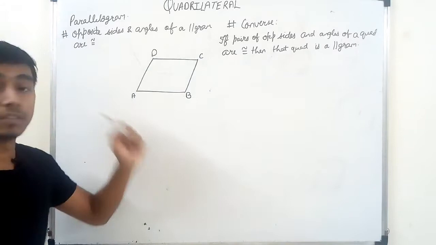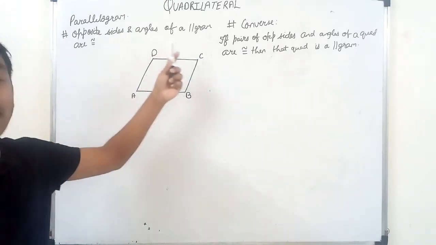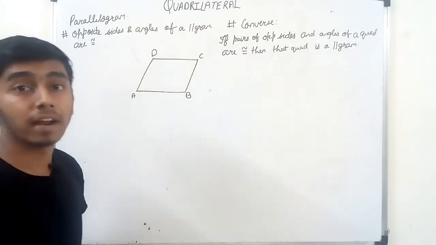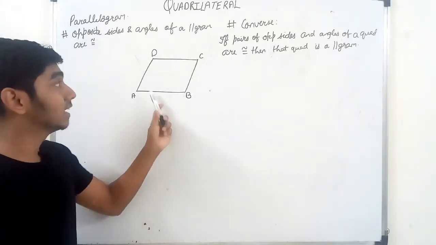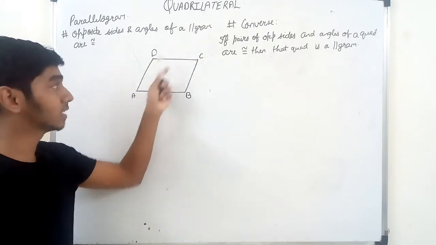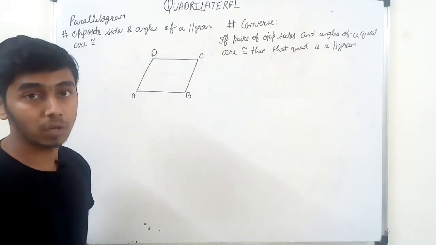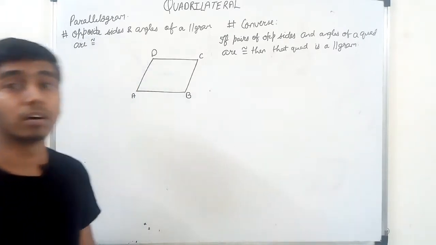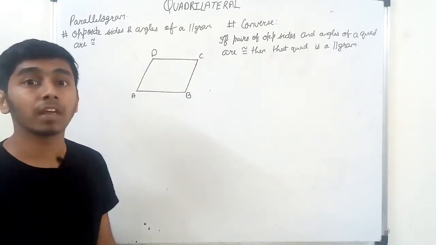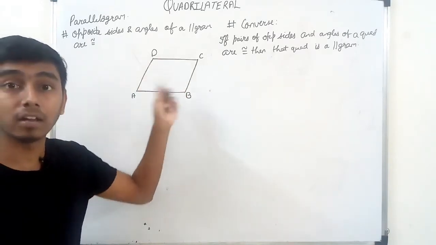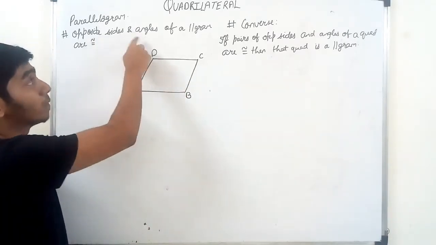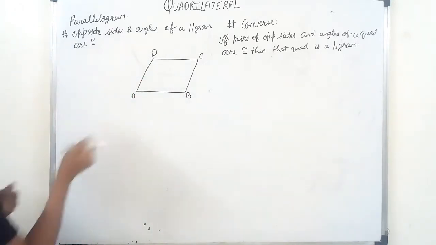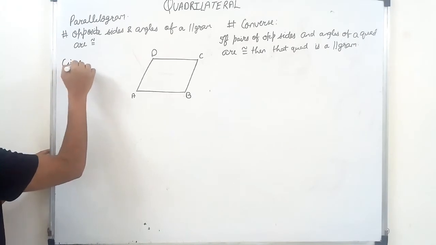The first theorem says opposite sides and angles of a parallelogram are congruent. You already know what a parallelogram is: a quadrilateral whose opposite sides are parallel. If it is a parallelogram, we have to prove that opposite sides and angles are congruent. Let's write what is given to us.